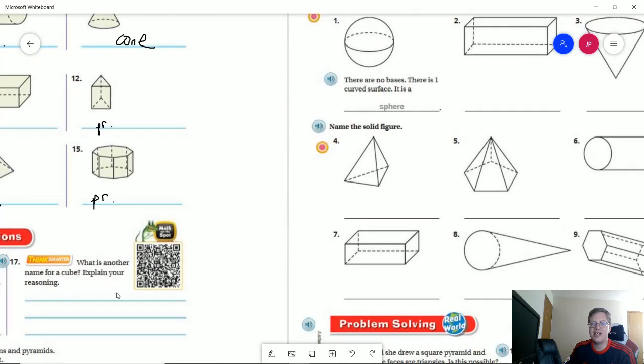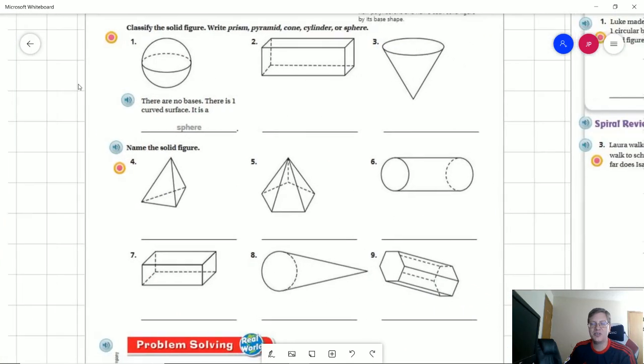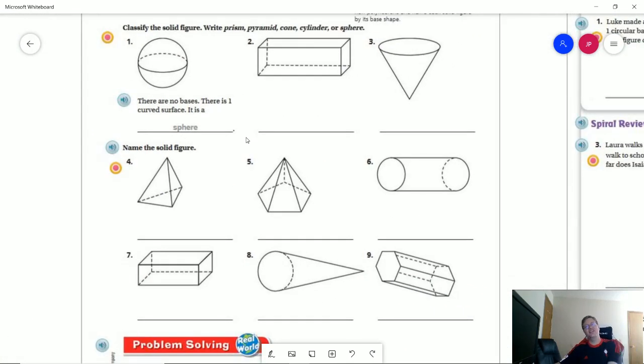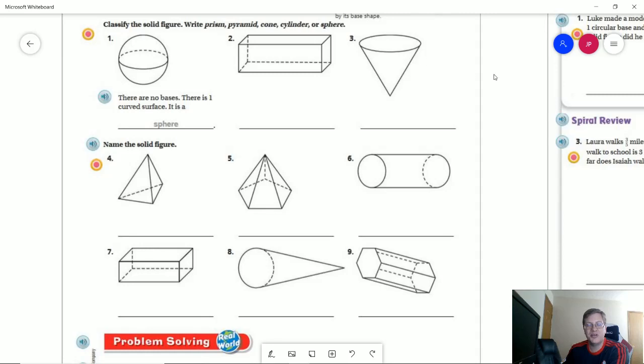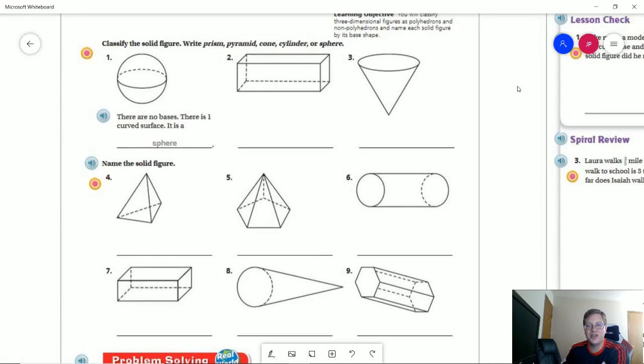I hope I gave the right idea for number 17. I'll double check that. I'll put a retraction in the comments if I mis-explained that. But earlier we were saying that we could classify rectangles and squares as the same if we're working with a polyhedron. So I would argue that you could say that it is a rectangular prism.